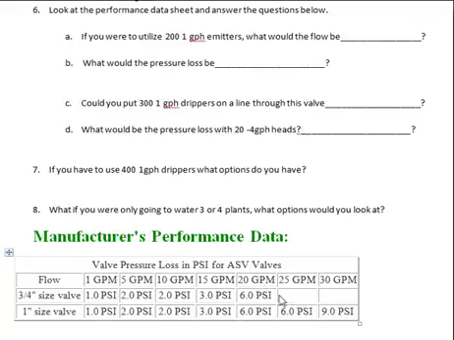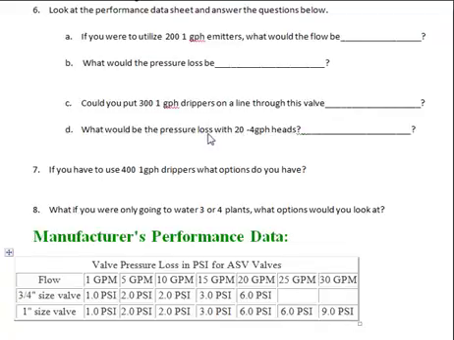When we start getting up here to 20 gallons per minute, 20 gallons per minute times 60 is 1,200. If we're using 1 gallon per hour emitters, that would be 1,200 emitters. Once we have 1,200 emitters, we're starting to lose 6 psi, and now this valve is starting to become obsolete. And what would we do? We would move up to the 1 inch valve size to increase the amount of flow that we could use.